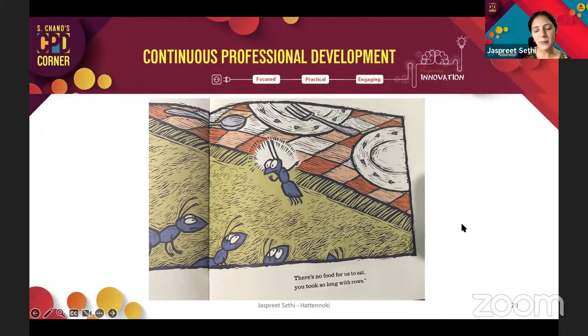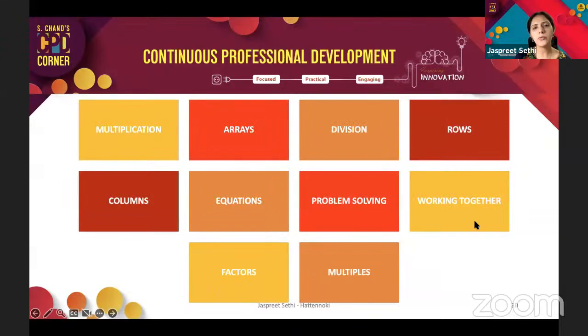So it's a perfect segue into multiplication, arrays, and division, because these are inverses, rows, columns, equations, problem solving, working together, factors, and multiples.